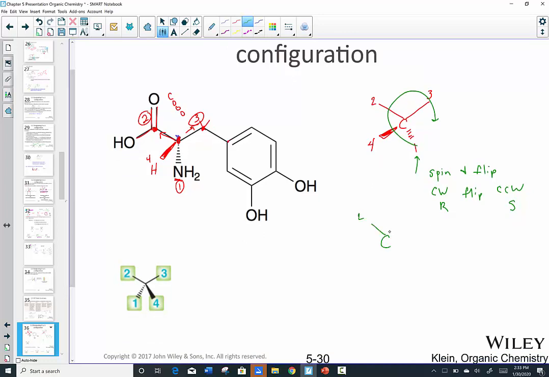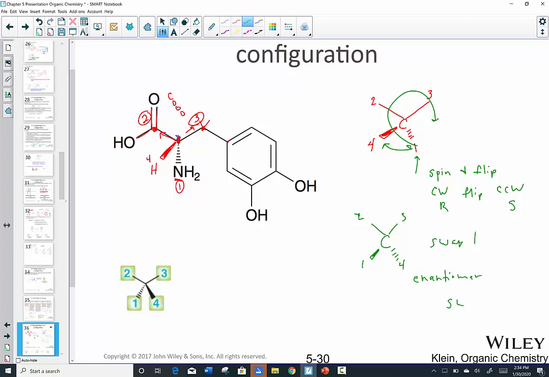Let's swap 1 with 4. First swap, let's swap 1 with 4. And so now 1 is coming out as a wedge, 4 is going back as a dash. The first swap, we swapped out 1 with 4. But now that's the enantiomer. That's not what we want to end with. We don't want the mirror image. We want the same molecule back.